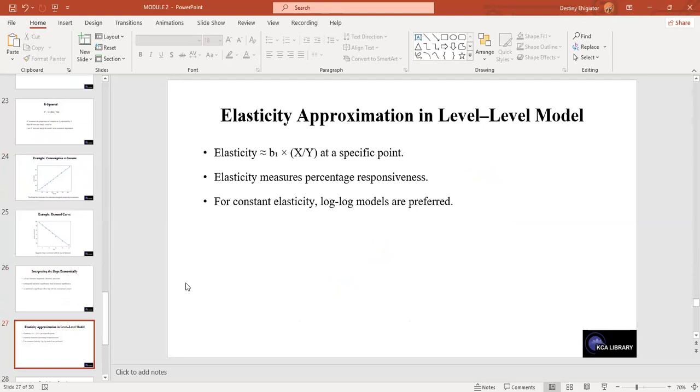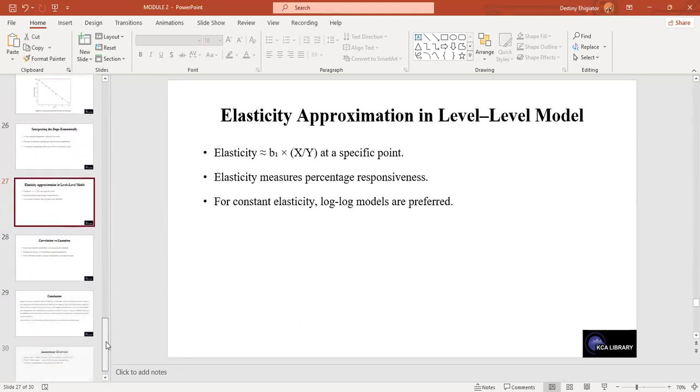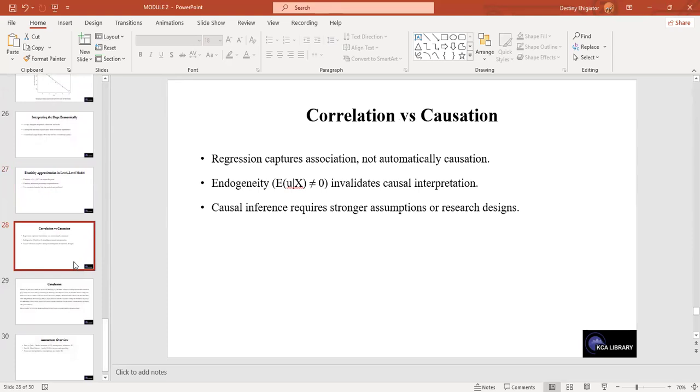Now, let's look at elasticity. Elasticity is equal to B1 times X over Y at a specific point. Elasticity measures percentage responsiveness. For constant elasticity, log models are preferred. Now, let's look at correlation versus causation. Regression captures association, but not automatically causation. Endogeneity invalidates causal interpretation. Causal inference requires stronger assumptions or research designs.